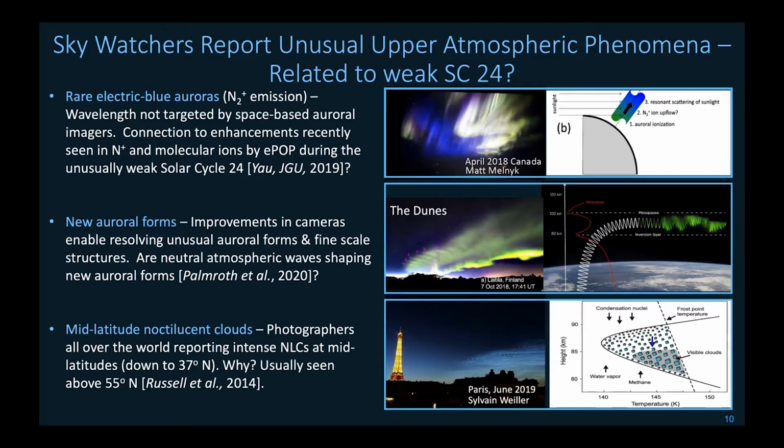We have new auroral forms showing up, the dunes there, that people are relating to neutral waves. That's a bore wave there, creating these structures in the aurora. And then on the bottom there, we have noctilucent clouds that are showing up at lower latitudes than usual. And these noctilucent clouds actually have in them signatures of the high-speed streams. Next slide.